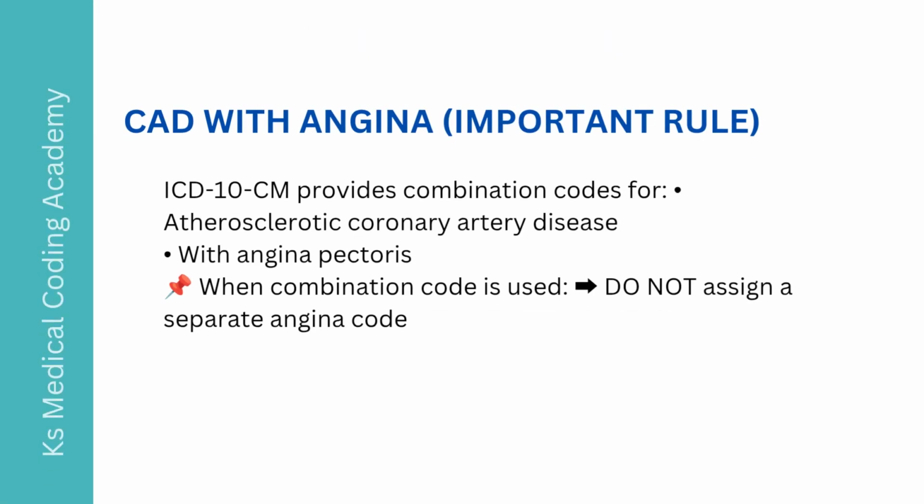Resistant hypertension, I1A.0. Assign I1A.0 when the provider documents resistant hypertension. Sequence the specific hypertension code first, with I1A.0 as an additional code.